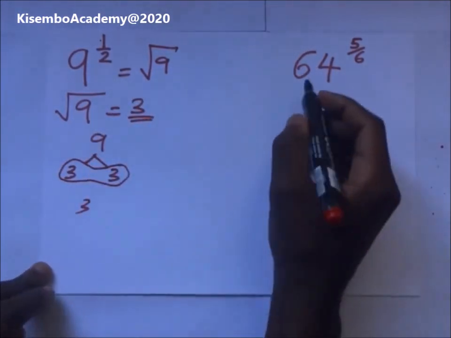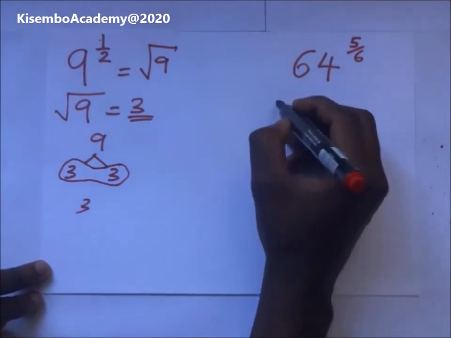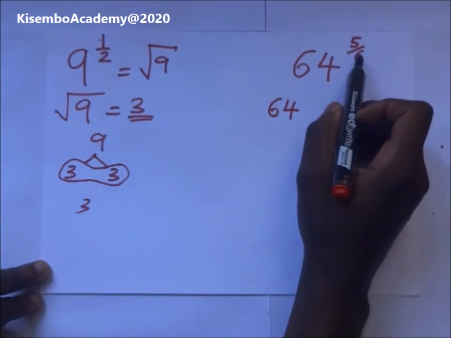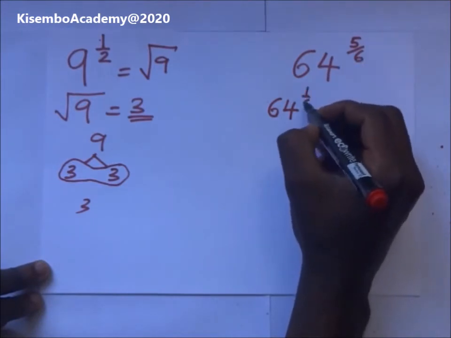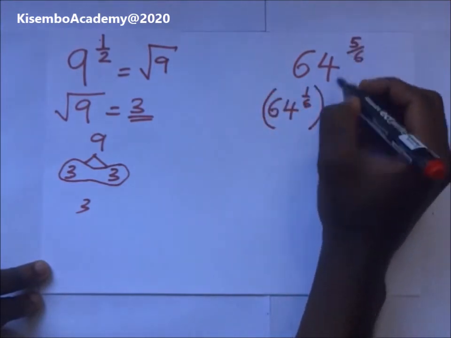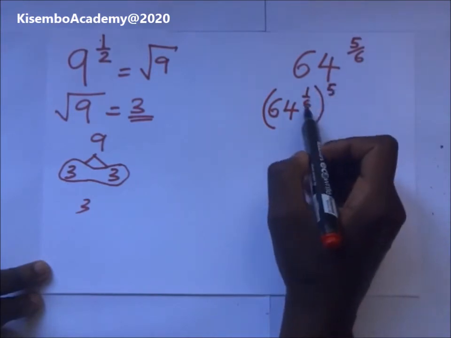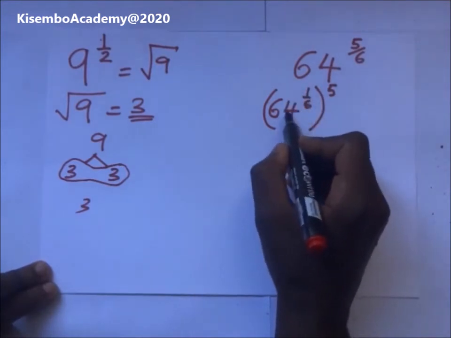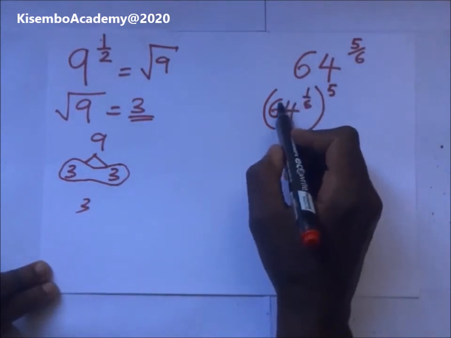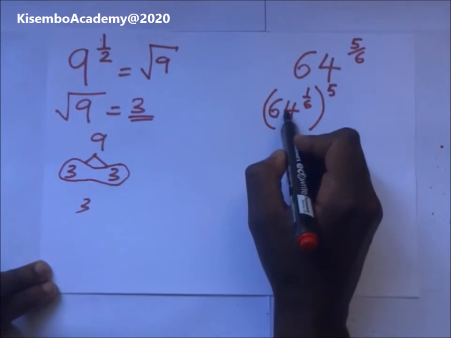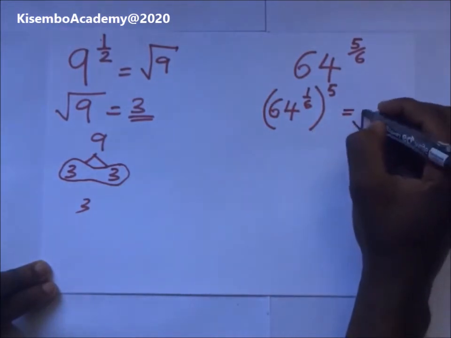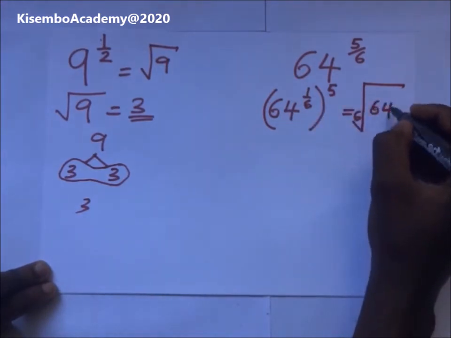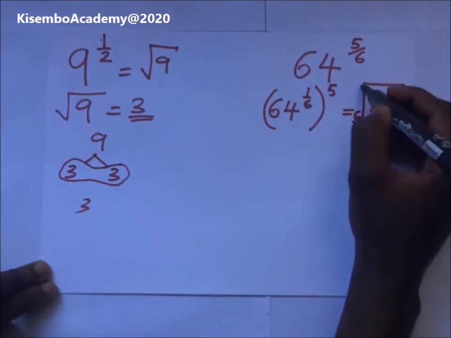Let's get on to this. This 64 to the power 5 over 6 is the same as 64 to the power 1 over 6, and this is to the power 5, because 5 times 1 over 6 is 5 over 6. So you first deal with this. 64 to the power 1 over 6. What is the 6th root of this? Because this is the same as saying this is the 6th root of 64, and all this is to the power 5.